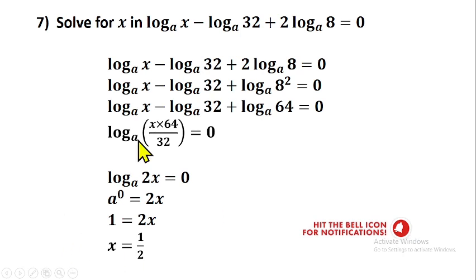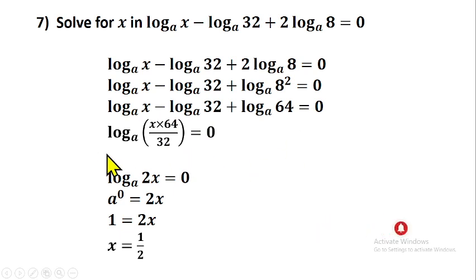Let's see another question that can challenge us. We have to solve for x in log x base a minus log 32 base a plus 2 log 8 base a equals 0. So what do you do first? You consider that there's a 2 here, you take it to the power of 8. That should give us 64. Then you can now apply the law of logarithm here. Since you're having minus and plus, you change minus to division and plus to multiplication. So you have the logarithm of base a, in bracket, x times 64 divided by 32, equals 0.